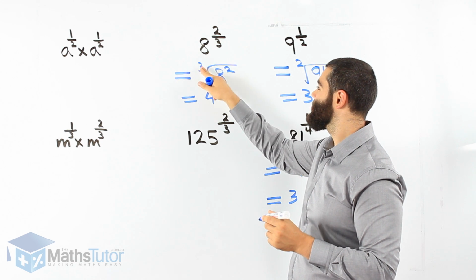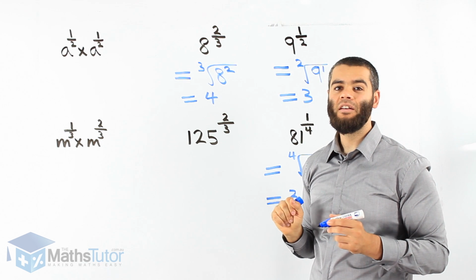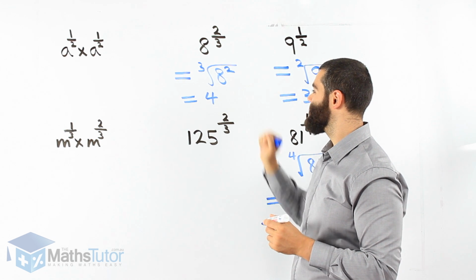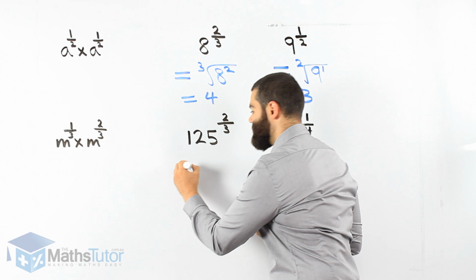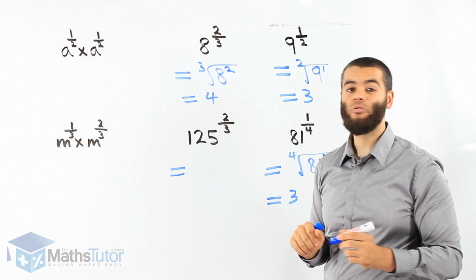Our denominator goes outside the root sign, and our numerator goes inside the root sign, and we basically work it out. Next one, 125 to the power of 2/3.